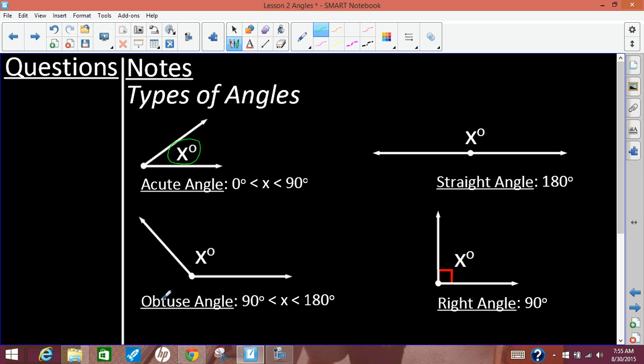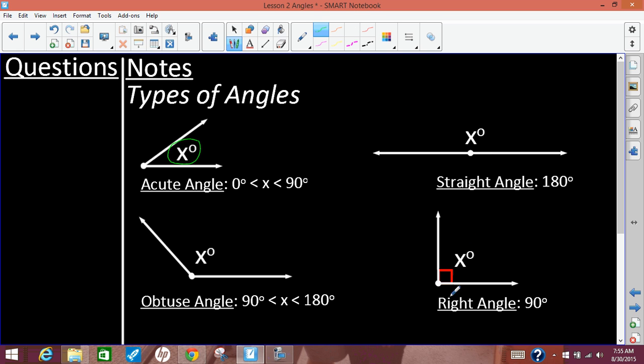Same thing here. We have an obtuse angle if we plug a value in for x here that's bigger than 90 but less than 180. If we have a straight line, that's actually considered an angle. It's called a straight angle, and it's 180 degrees. So anytime you see a straight line, and we'll see this all the time, that's going to be 180 degrees.